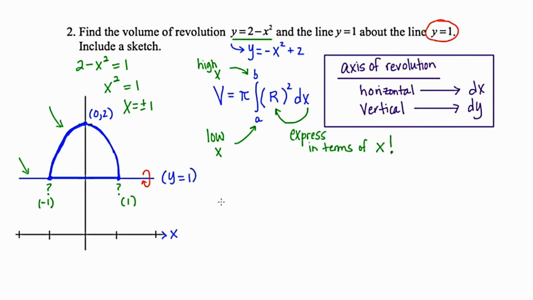Okay, so let's rewrite the volume formula and substitute in anything that we know. So we know that it's a dx problem because our axis of revolution is horizontal, and as a result, our low x is negative 1, our high x is 1, and now we have the challenge of figuring out how to describe the radius exclusively in terms of x. Now this is a little bit more challenging than the one we saw before.